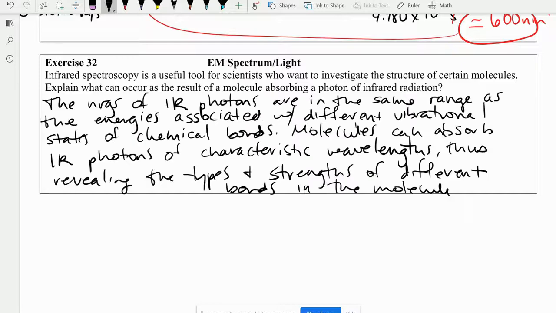Okay, so it's asking us again what infrared light does to matter. Okay, and I said that the energies of IR photons are in the same range as the energies associated with different vibrational states of chemical bonds. In other words, molecules can absorb IR photons of characteristic wavelengths, thus revealing the types and strengths of the bonds that are present in that molecule or that matter, if you will.